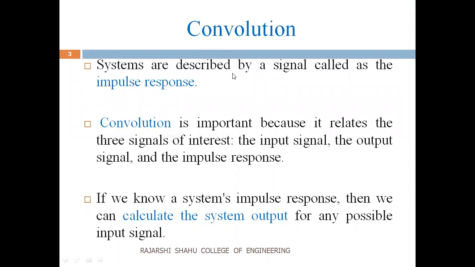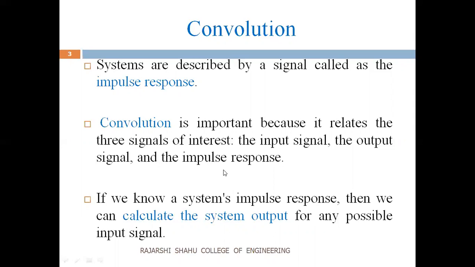First of all, we'll discuss what is convolution. So basically systems are described by a signal called impulse response. Impulse response means the response of a system when an impulse is applied as an input to the system. Convolution is important because it relates the three signals of interest. First is input signal, second one is output signal, and the third signal is impulse response.